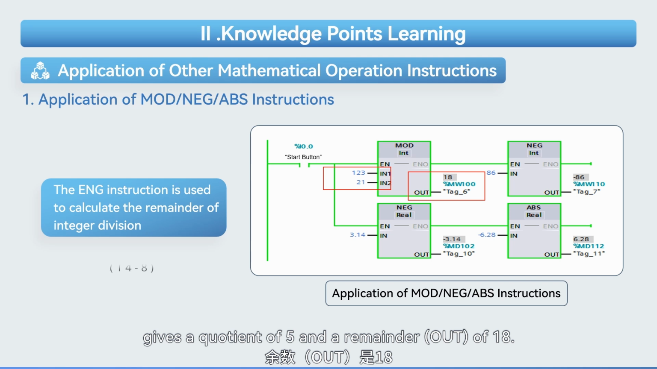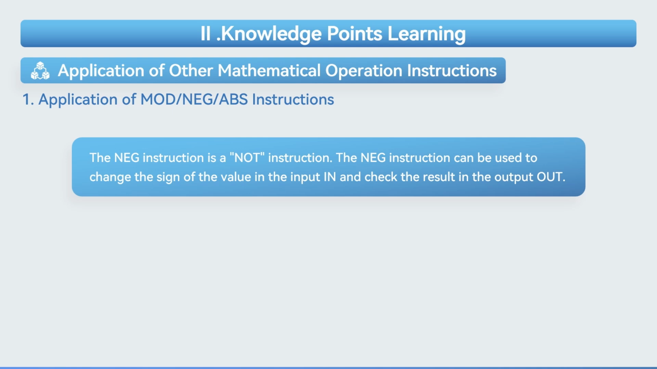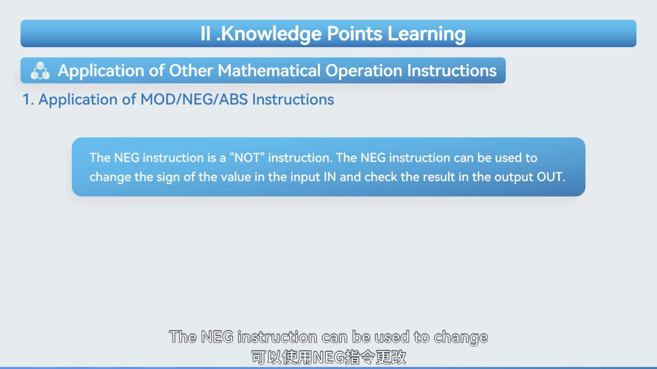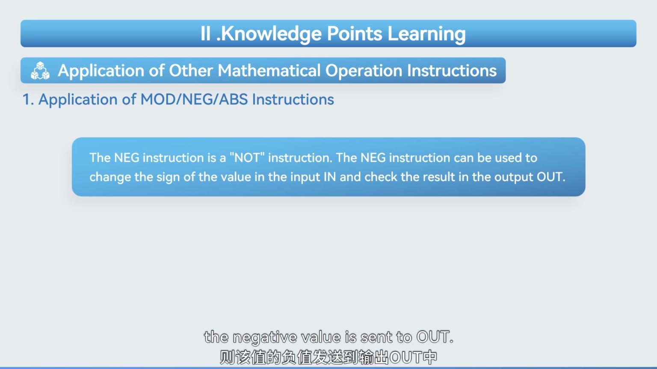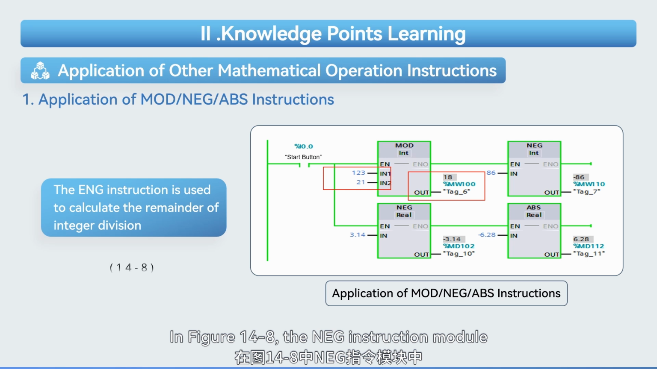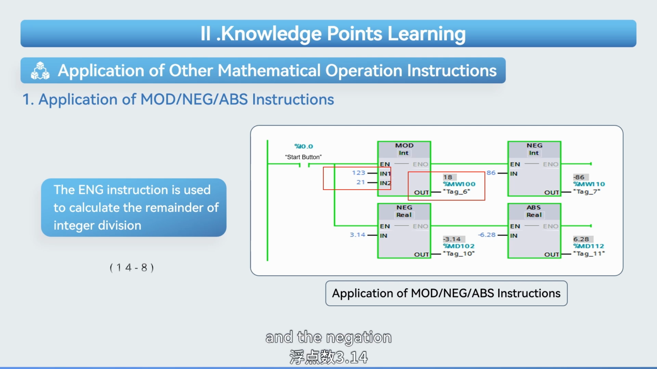remainder out of 18. The NEG instruction is a negation instruction. The NEG instruction can be used to change the sign of the value in the input in and check the result in the output out. For example, if the input in is a positive value, the negative value is sent to out. In figure 14.8, the NEG instruction module shows that the negation of integer 25 is minus 25, and the negation of the floating point number 3.14 is minus 3.14.